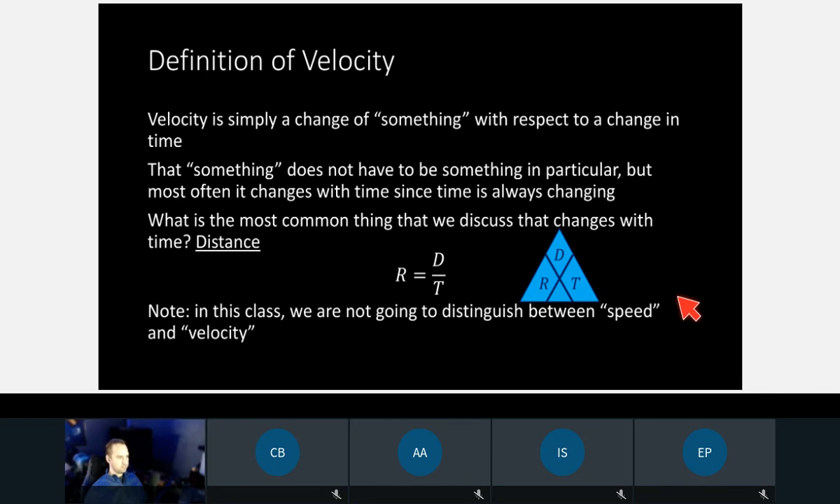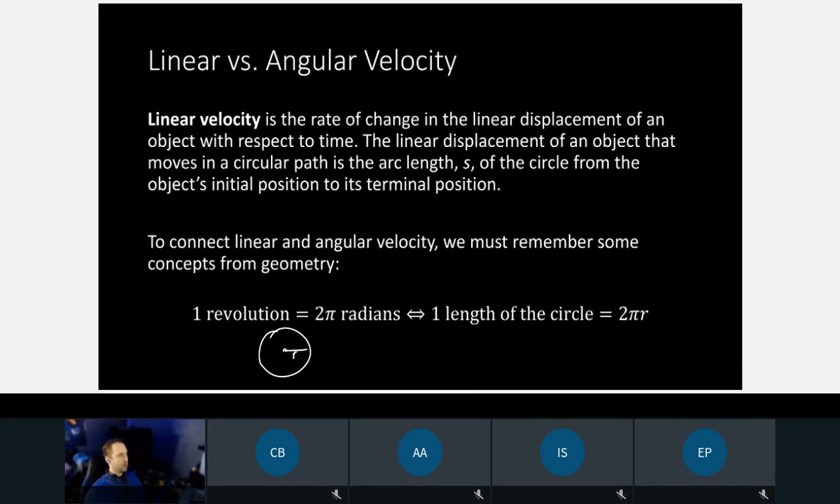Sound familiar? All right. So, yeah, rate is distance divided by time. That formula. All right, going back forward.